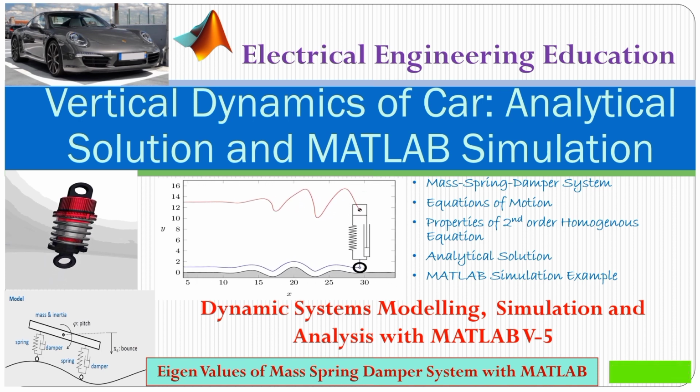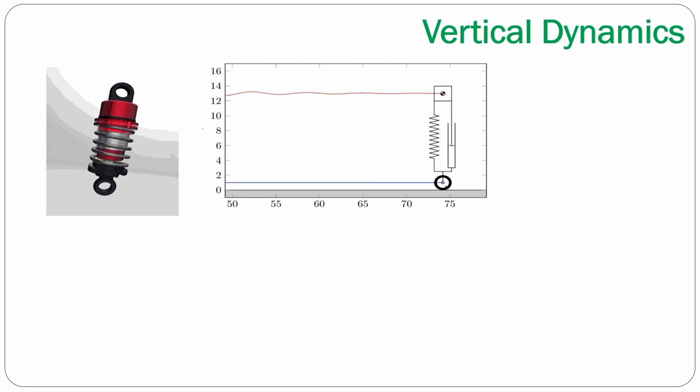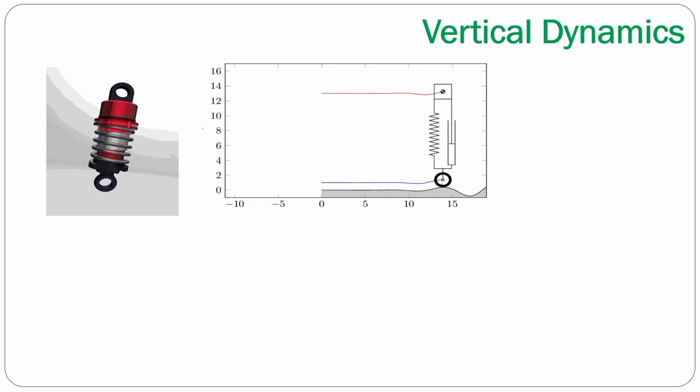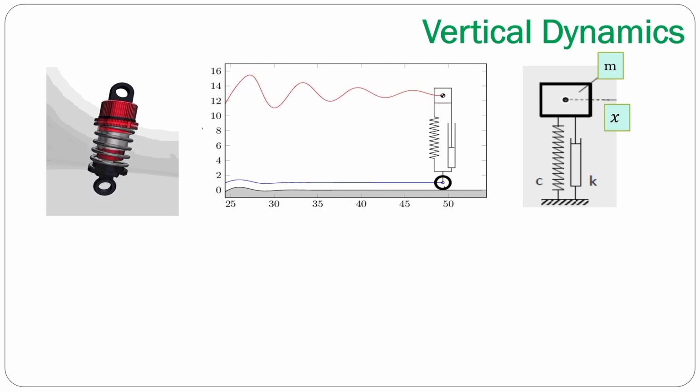When we are talking about the equations of motion, we are especially looking at the equation of motion for translational motion, meaning we have one translational coordinate. The model we will be looking at is the model for vertical dynamics of a car, and we will apply the simplest model we can use for this purpose.